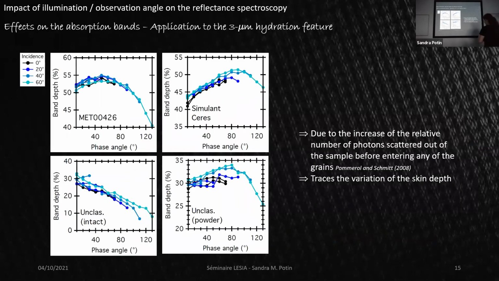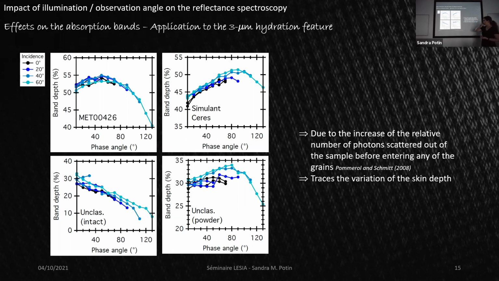Finally, let's talk about the absorption bands. There is an effect that is common to all bands on all surfaces. It's the decrease of the amplitude with increasing phase angle. This effect is due to the amount of photons that are scattered out of the surface with increasing phase angle before entering the surface and so interacting with the grains. So we have a decrease of the amplitude of the bands.